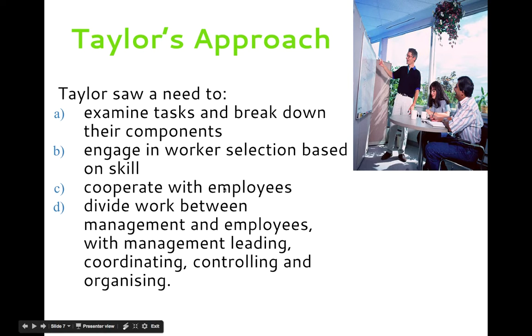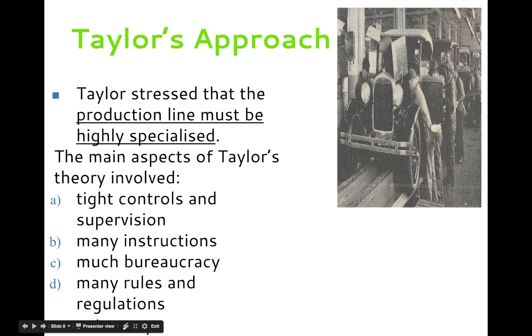There is this idea of cooperation, but the main idea is to divide work, with management leading, coordinating and controlling. So this idea of controlling, being very clear with the expectations and the responsibilities, is coming through in Taylor's approach as well. This is where we see this idea of production lines. So we know that has been common in the car manufacturing industry, and it still actually is in place today, this idea of a production line.